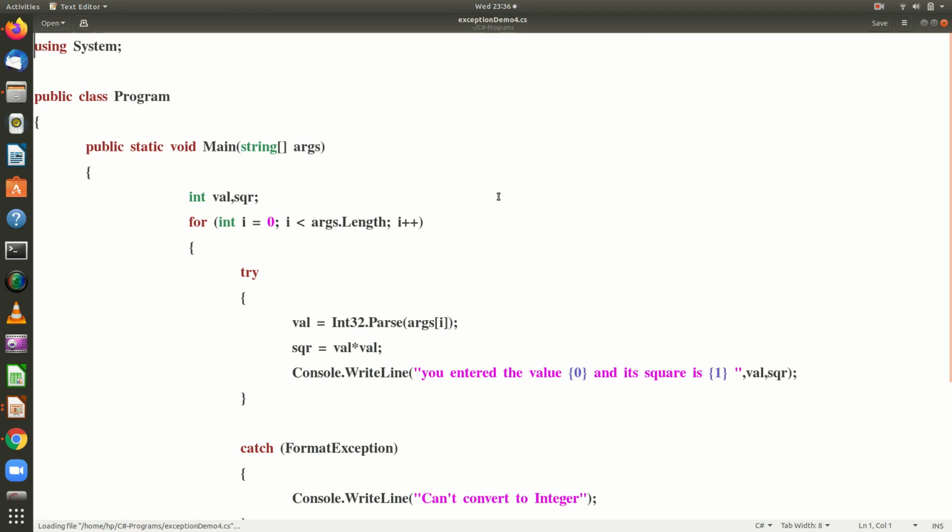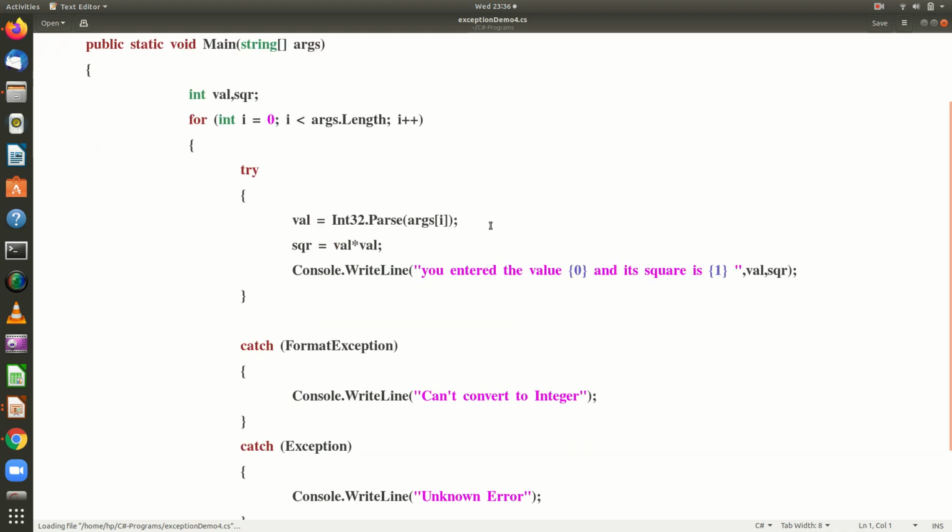So let us see a demo program to understand how arithmetic overflow works in a C# program. So this is my program.